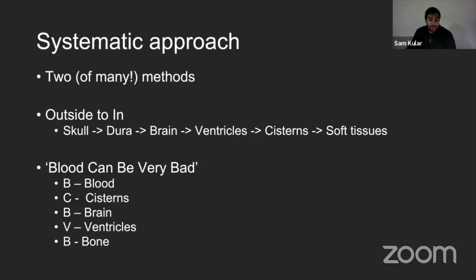A different method, if you like acronyms or abbreviations, you can try BLOOD, can be very bad. You start by looking for any blood, so look for any bright, hyperdense fluid within the brain. Then you can look at the cisterns. Then we look at the brain itself, looking for any loss of grey-white matter differentiation or any mass lesions. Then we can look at the ventricles, is there any hydrocephalus? Then we can look at the bones, is there any fracture, or are there any lesions of the bone?